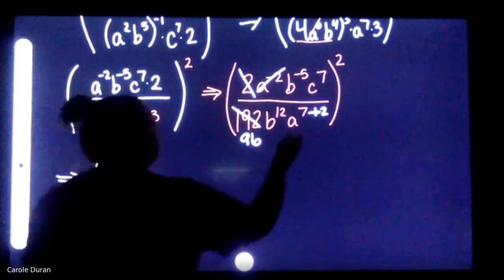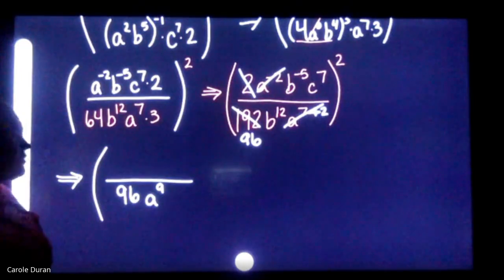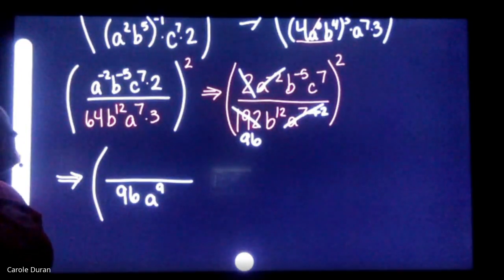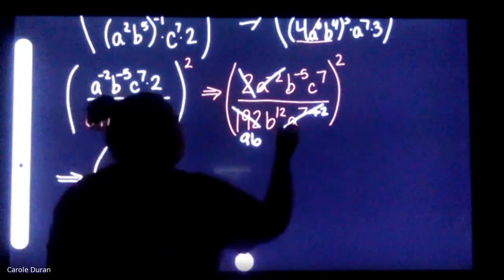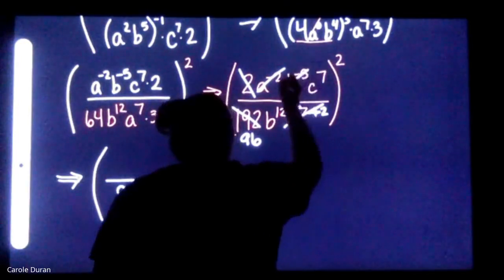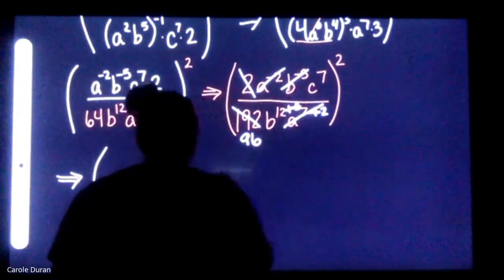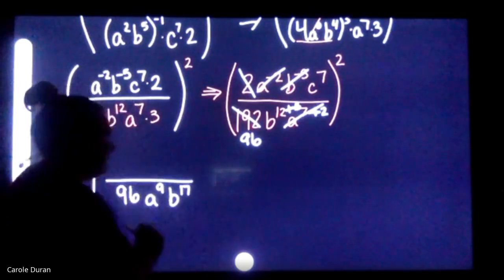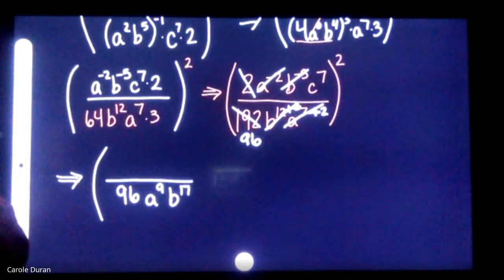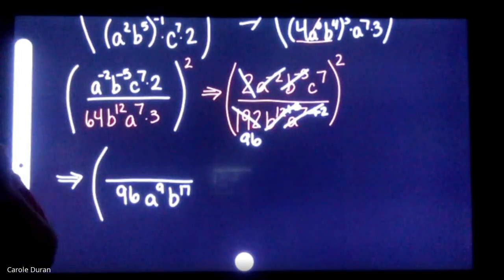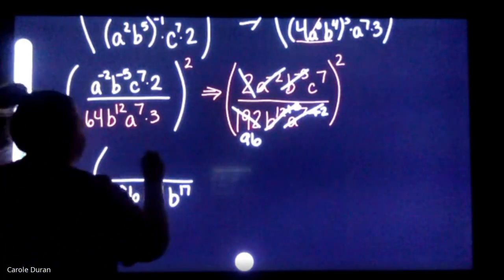I go ahead and I look at my B's next because I like to do alphabetical order. Do I have a B present in both my numerator and my denominator? Yes, my denominator is bigger because it's a 12, where my numerator is a negative 5. So I go ahead and I subtract that numerator exponent, which gives me 12 minus a negative 5, which is the same as 12 plus 5. So that becomes B17 in my denominator. Is there C present in both my numerator and my denominator? No, just the numerator, so it stays.